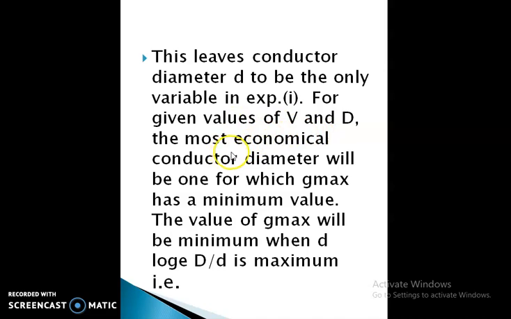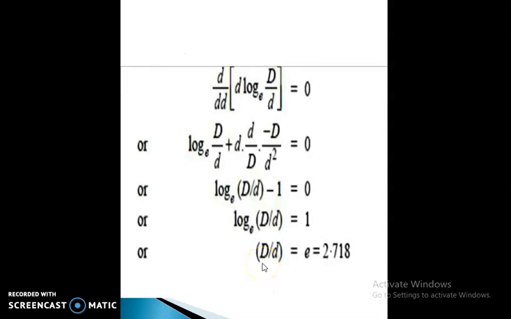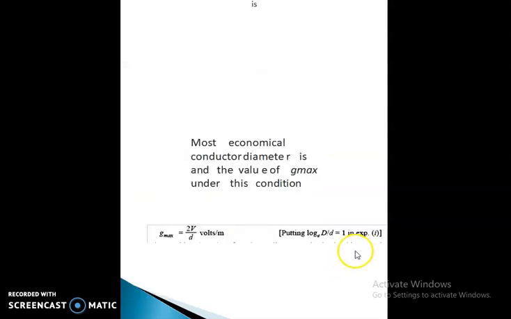The most economical conductor diameter will be one for which G max has a minimum value. The value of G max will be minimum when d log base e D by d is maximum. That is, d by dd of d log base e D by d is equal to 0. That implies log base e D by d plus d times (minus 1 by d) is equal to 0. That implies log base e D by d minus 1 is equal to 0. Log base e D by d is equal to 1, D by d is equal to e, e to the power 1, which is 2.718.